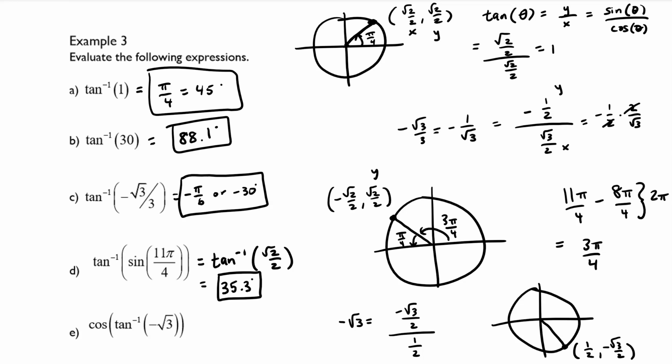Okay, so we're looking for an angle such that the y value is negative root 3 over 2 and the x value is 1/2, and that angle is negative 60 degrees, or negative pi over 3. So now we're looking for the cosine value of that, and we have it graphed here, and cosine is the x value. So cosine of negative 60 degrees is equal to 1/2. And that concludes this example.